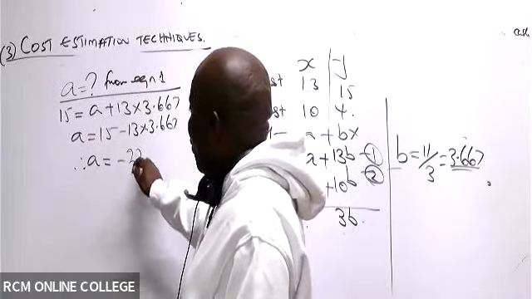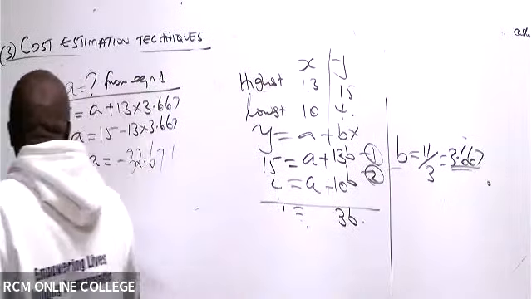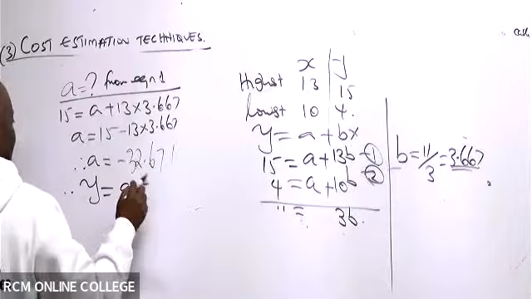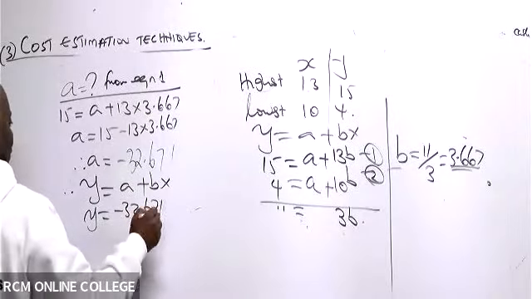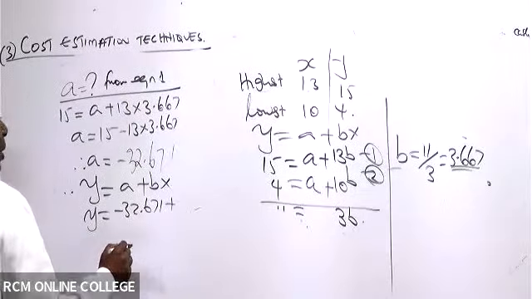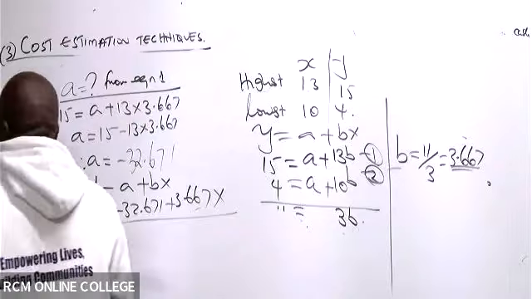Negative 32.671. Thank you so much. And therefore, don't forget our equation is y equals a plus bx. So y will be minus 32.671 plus b, which happens to be 3.667, x like that. You double underline.